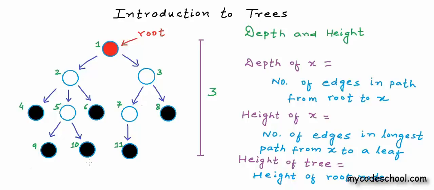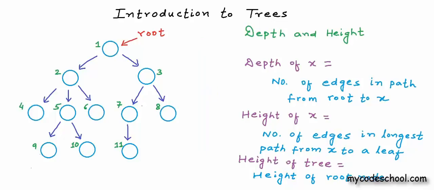Height and depth are different properties, and height and depth of a node may or may not be the same. We often confuse between the two. Based on properties, trees are classified into various categories. There are different kinds of trees that are used in different scenarios.